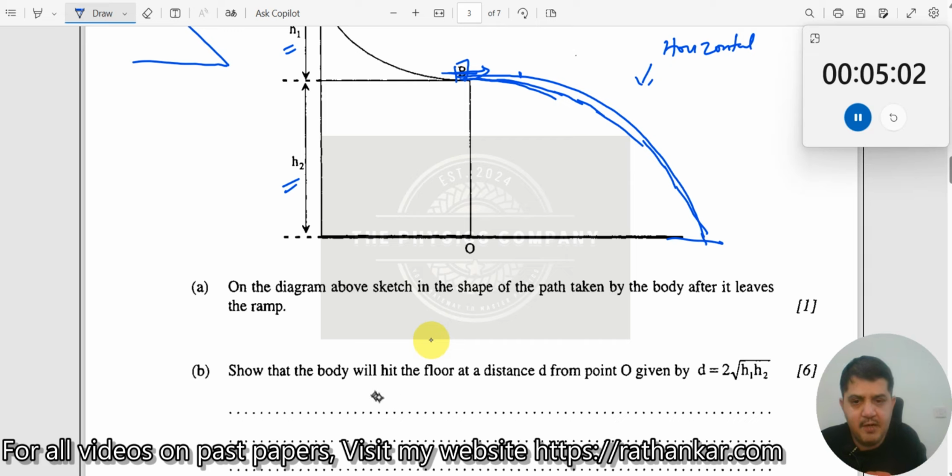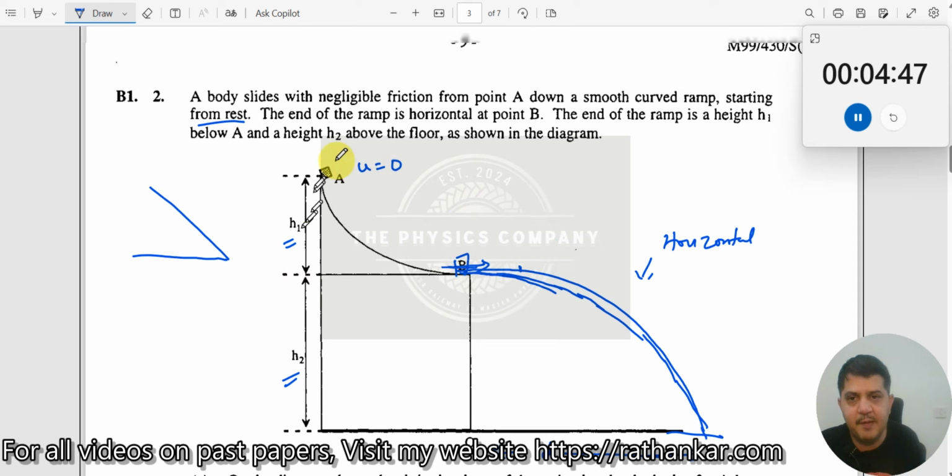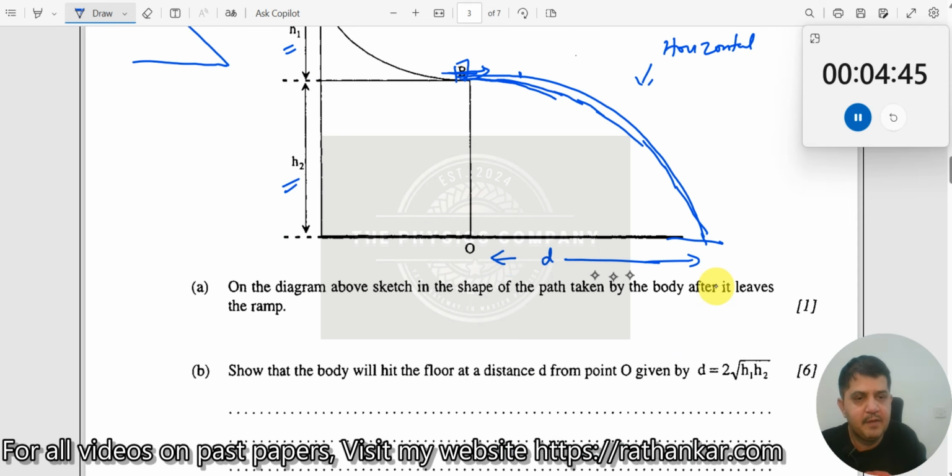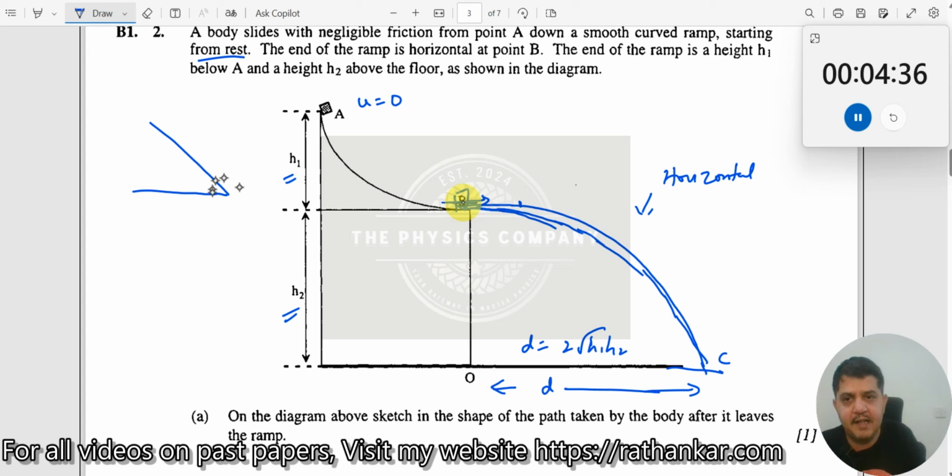So that the body will hit the floor at a distance d from point O, given by d equal to 2 into root of h1 h2. He is asking you to prove that d is equal to so much. This is A, this is B, this is O. Let me call this point C here. So you need to prove d is equal to 2 root of h1 into h2. h1 is this height and h2 is the other height.